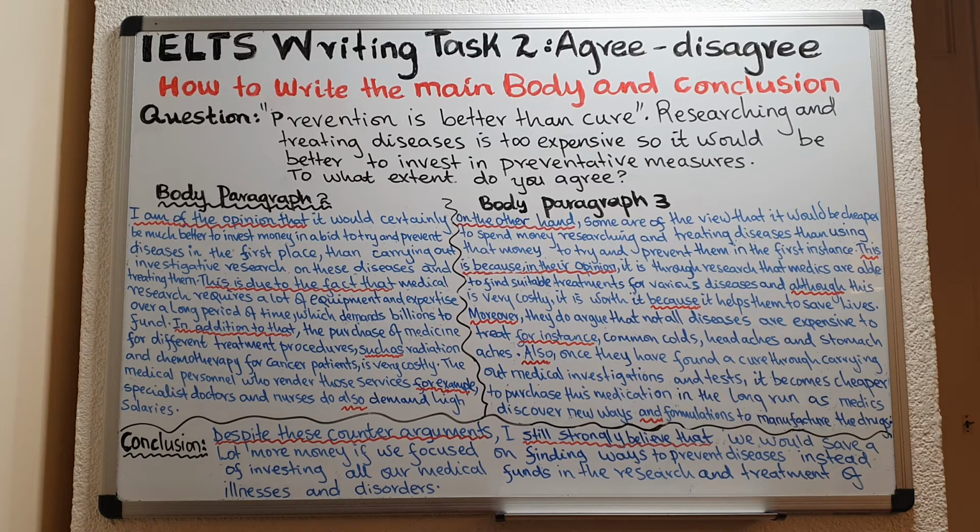So on the other hand, some are of the view that it would be cheaper to spend money researching and treating diseases than using that money to try and prevent them in the first place. After that, you should give reasons as to why they believe that. This is because, in their opinion, you see, I have put in their opinion, so it's not my opinion. In body paragraph 2, I began with I am of the opinion. But in body paragraph 3, I'm making it very clear it's not my opinion. I don't agree with it.